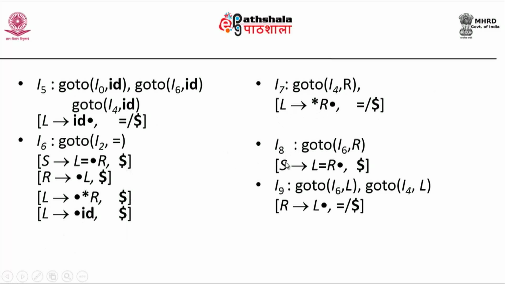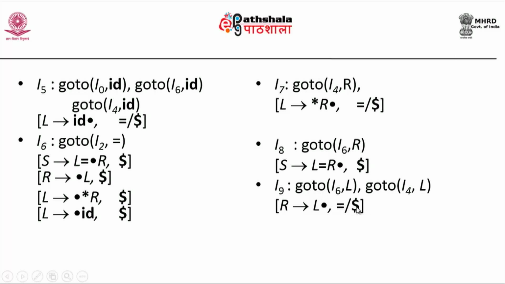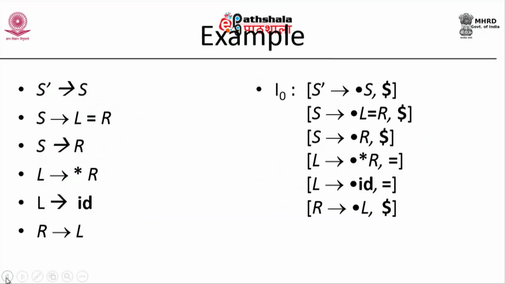So here I have L produces L equal to R dot comma dollar. Here I have R produces L dot comma equal to slash dollar. So here we already have R produces L dot, R produces L dot comma equal to slash dollar. So this is what I have here. So where I had 14 items, now I am having only 10 items, as against 14 items, because it is combining the items into a single one.